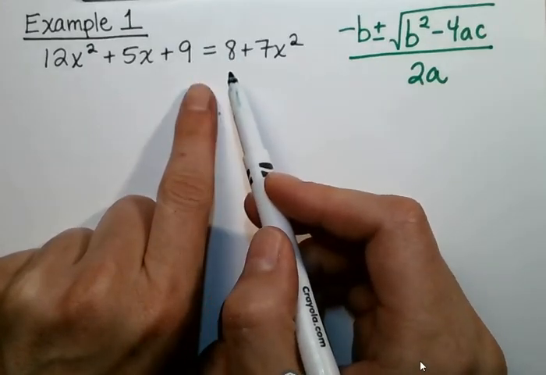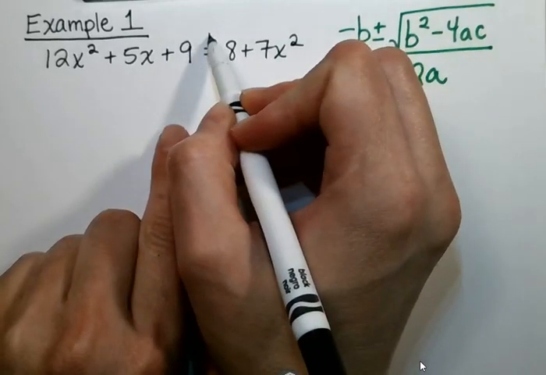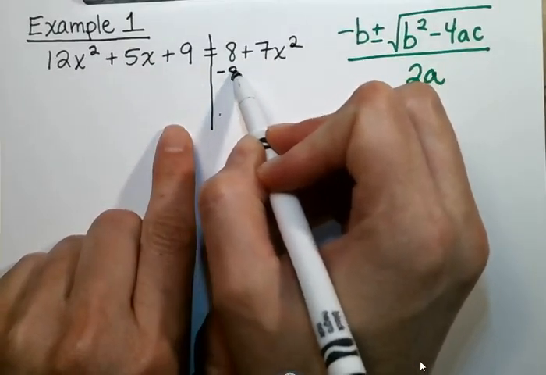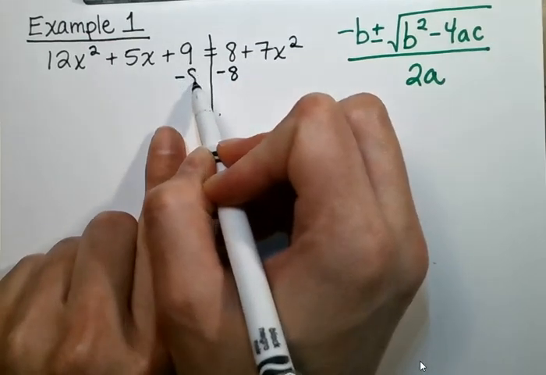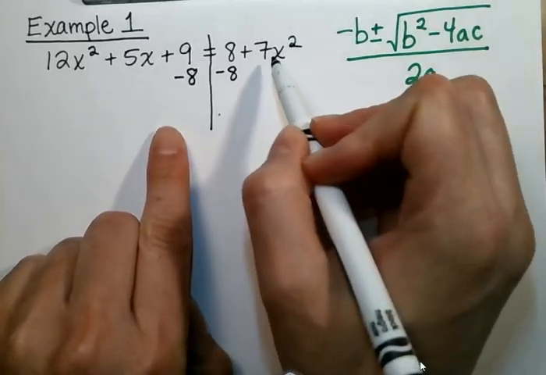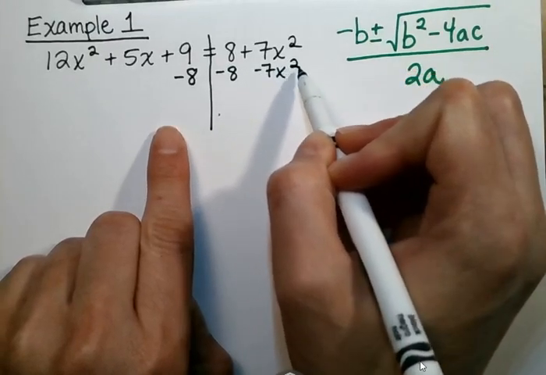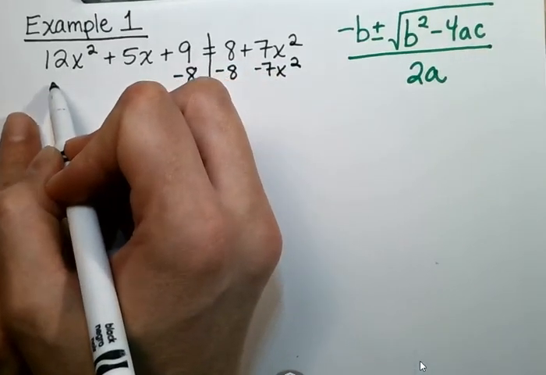We first have to set it to 0. So to do that, we are going to zero out the positive 8, so we're going to subtract 8. We're going to do that from the 9 over here as well. And then we're going to zero out the 7x squared. So we're going to subtract 7x squared from itself, as well as the x squared term over here.